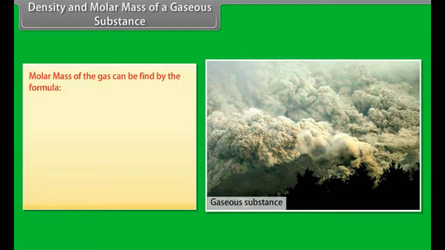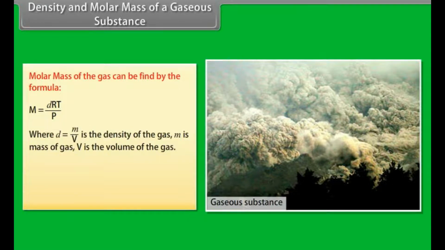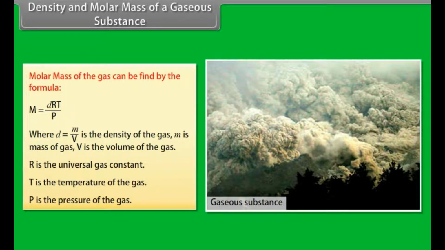Density and molar mass of a gaseous substance. The molar mass of the gas can be found by the formula M is equal to DRT/P, where D is equal to m/V, the density of the gas, m is the mass of gas, V is the volume of the gas, R is the universal gas constant, T is the temperature of the gas, and P is the pressure of the gas.